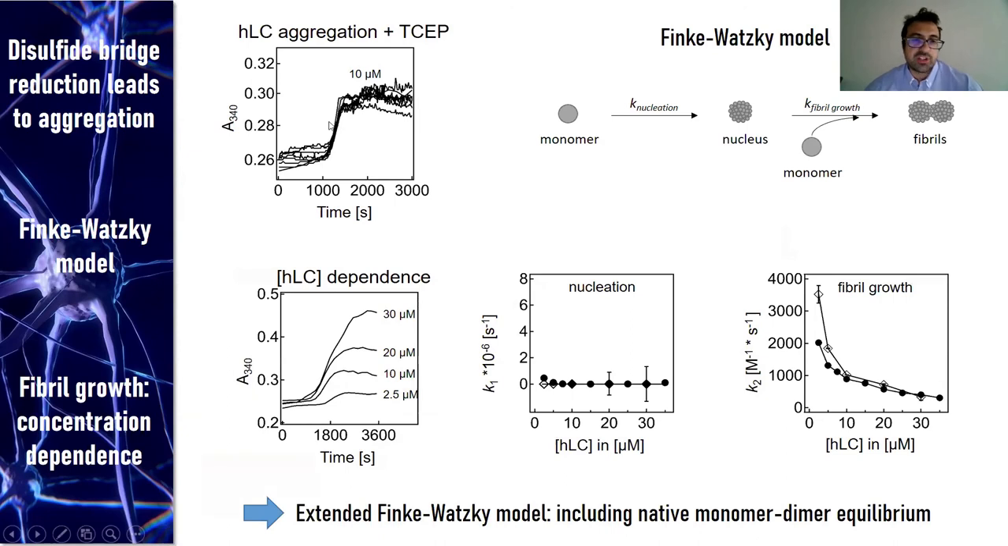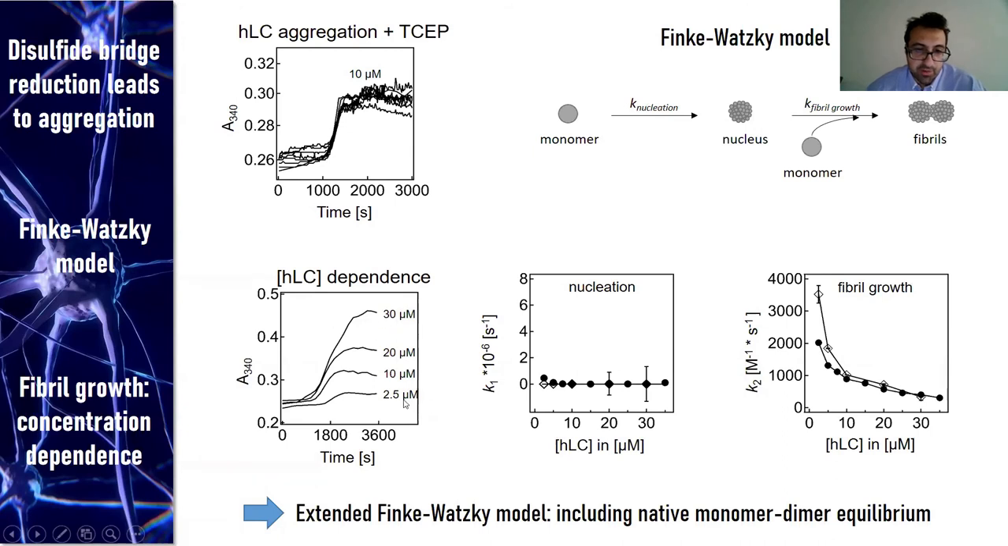And this plot here shows the reproducibility of the measurement, which is quite high for the protein, and you can reproducibly measure aggregation under different conditions. This reduction by TCEP, we found, can be well described by the so-called Finke-Watzke model, which consists of two steps. First is nucleation, where the rate constant describes the forming of the nucleus, and then the fiber formation, when the native monomers are added and form fibrils, long structures. That can be performed or analyzed at different protein concentrations, as shown here.